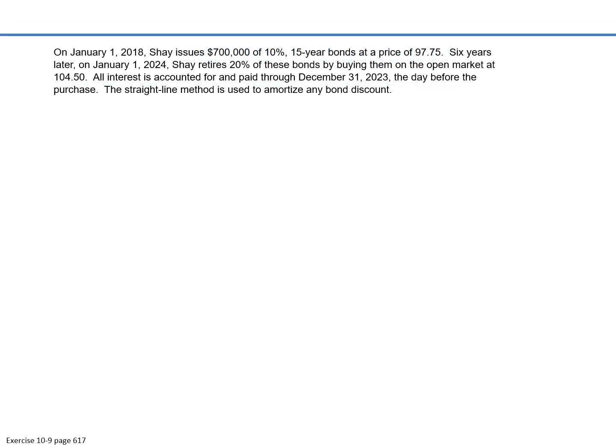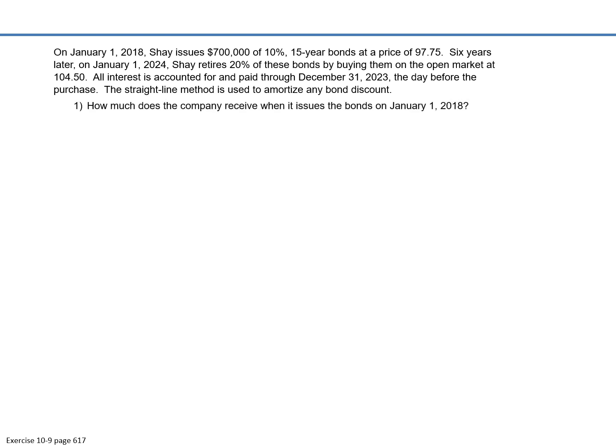All right, so on January 1st, Shea issues $700,000 of 10% 15-year bonds at a price of 97.75. 6 years later, on January 1st of 2024, they retire 20% of the bonds by buying them on the open market at 104.5. All interest is accounted for and paid through December 31st, 2023, the day before the purchase. So the straight line method is used to amortize any bond discount.